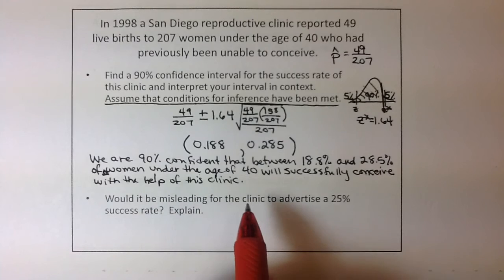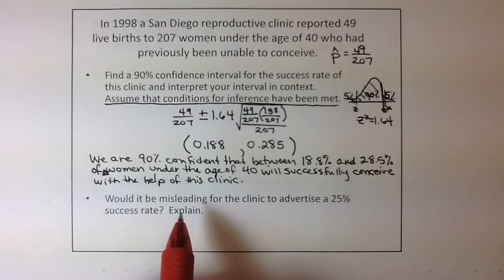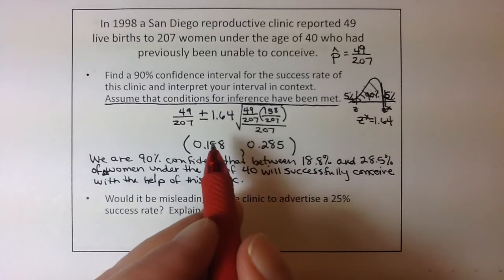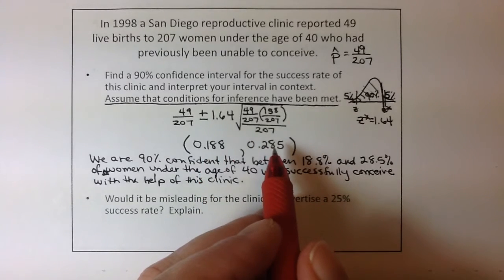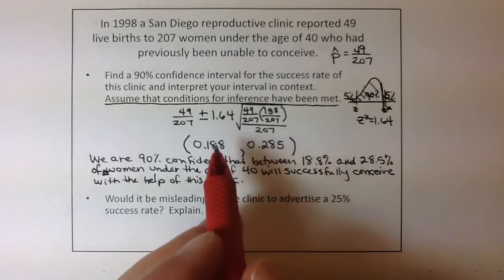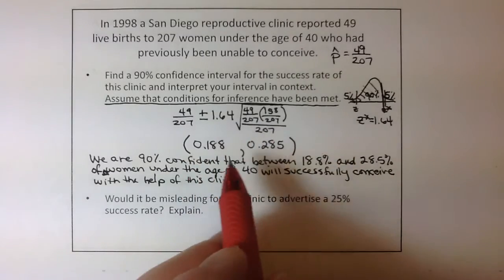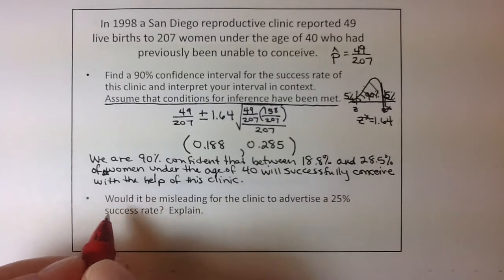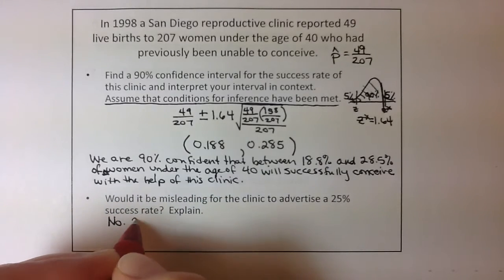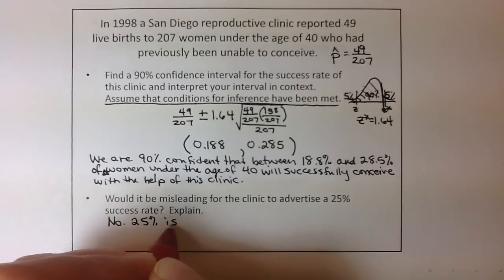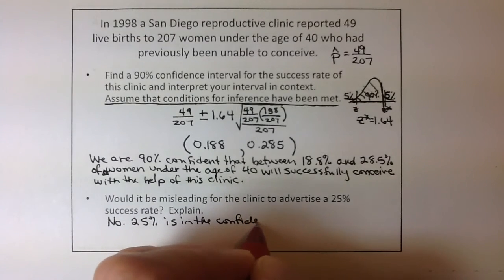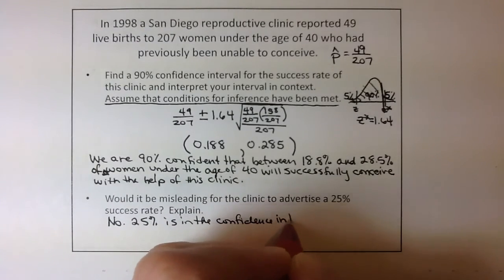Would it be misleading for the clinic to advertise a 25% success rate and explain? Well, is 25% between 18.8% and 28.5%? Yes, it is. So anything within that window is a legitimate claim. So would it be misleading? No, because 25% is in the confidence interval we constructed.